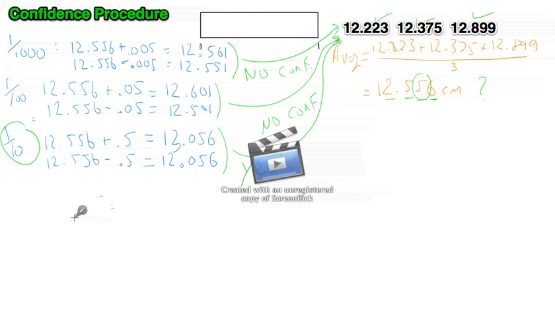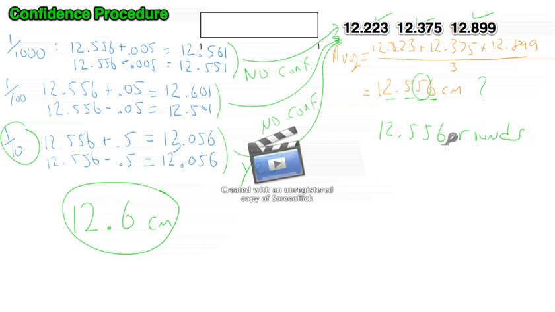When we record our measurement, we should write down an average of 12.6 centimeters. Now, why 12.6? Well, we're only confident to the 10th place, and 12.556 rounds to the nearest tenth down to 12.6. And hence, our answer is 12.6 centimeters. That's what we should record on our paper when we want to record our average measurement, whether it's in a lab paper or on a test or any work you're doing.